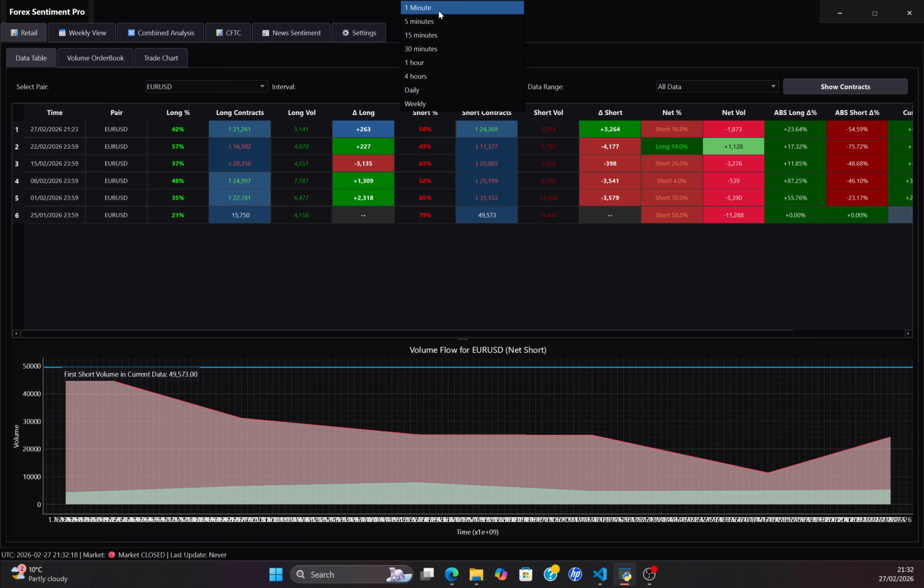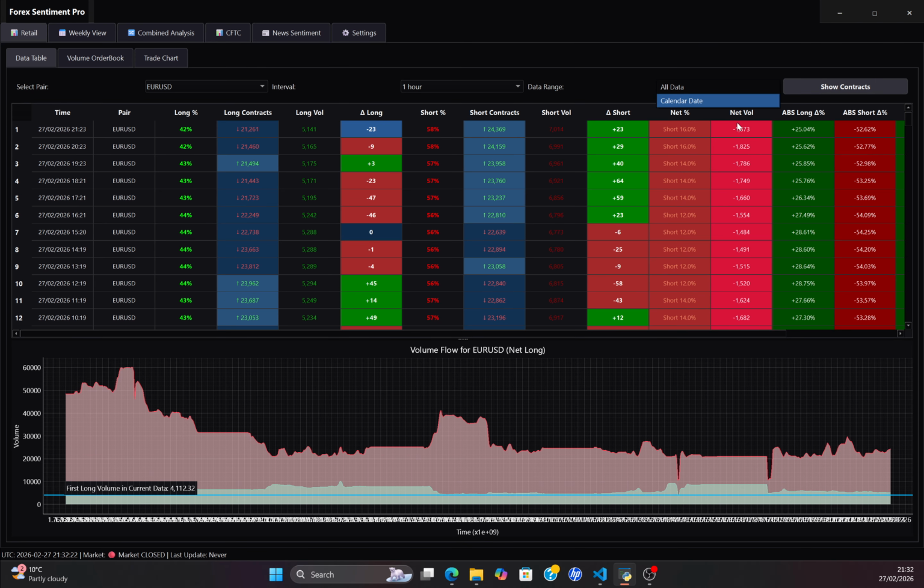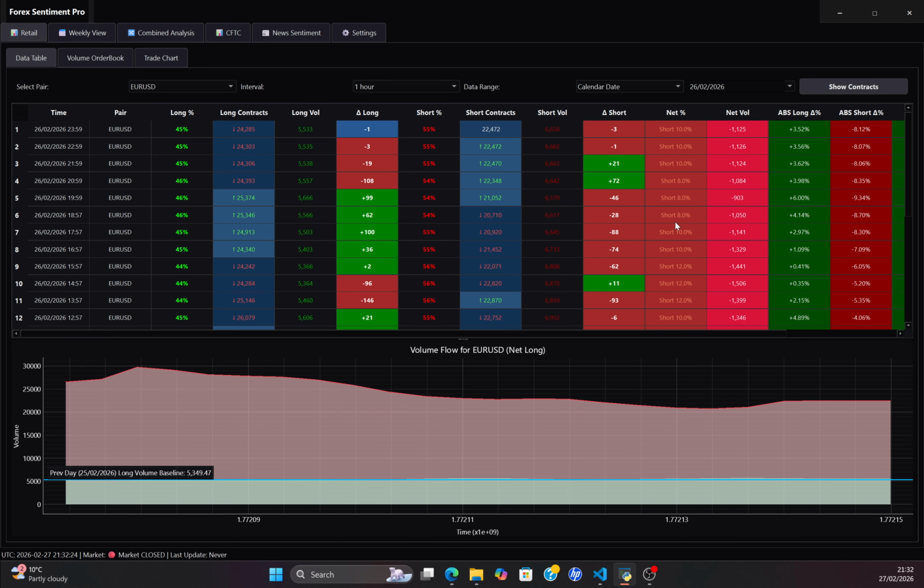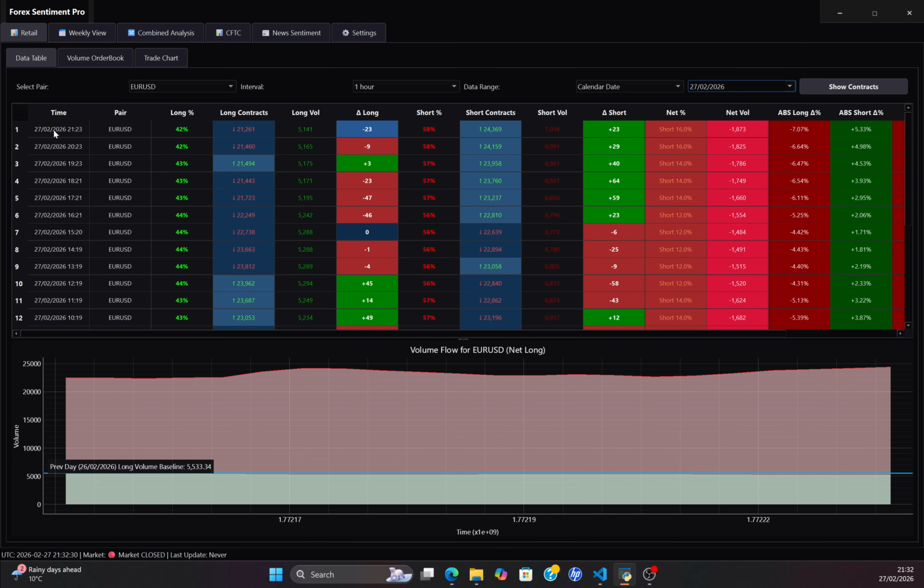So let's go back to 1 hour, and I do want to see the daily, so I can explain the table here, what sort of data you have. So if you go on the 27th, yeah. So basically you have the time, the pair, the long percentage, long contracts and long volumes, and change in long volumes, and then same thing goes for shorts until change in short positions.